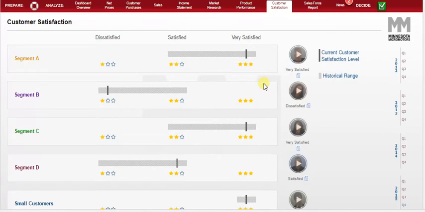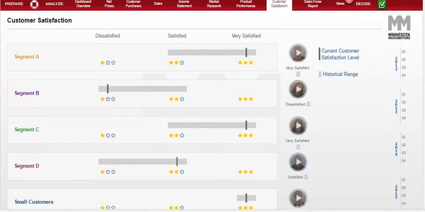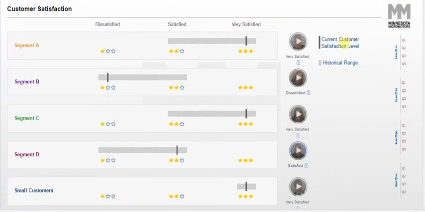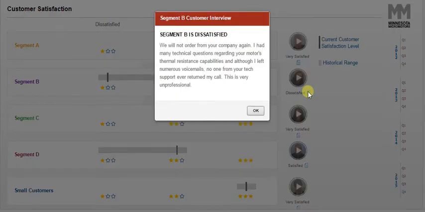Customer satisfaction is also very important. You want your customers to be satisfied with the product or they're not going to come back and buy from you. So you can see that the segment B was dissatisfied in this particular simulation only because they wanted more customer service. So this would be easy to improve just by making a sales rep just for them.